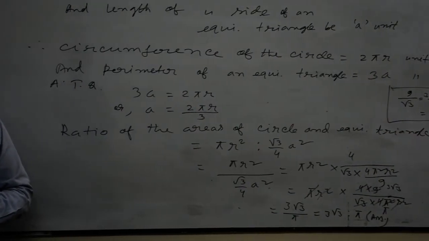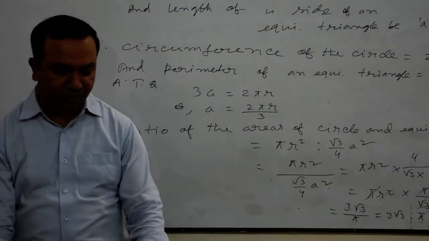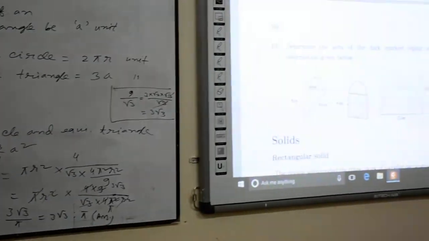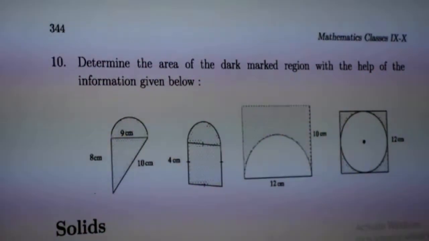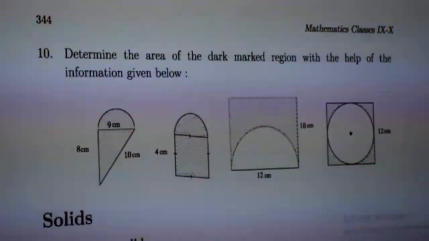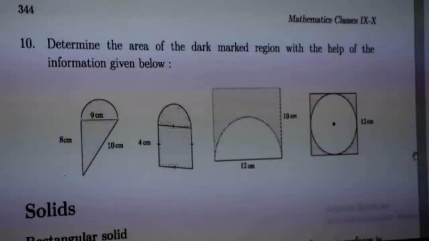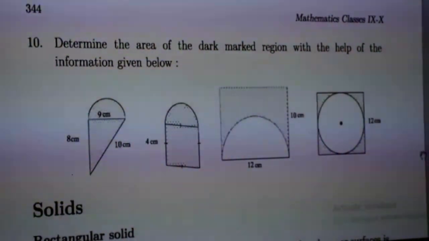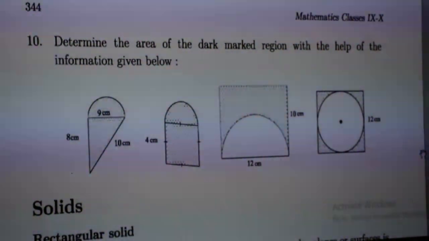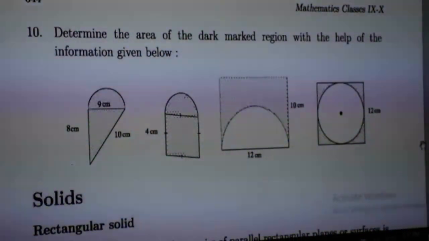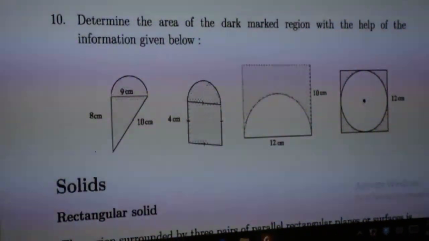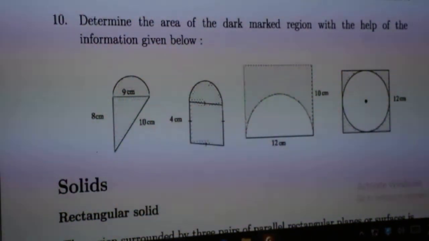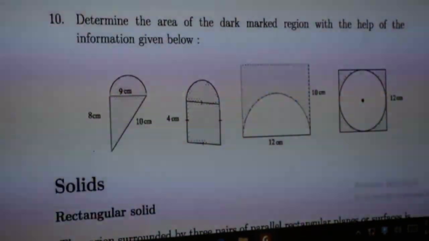Now I will solve the last problem taken from question number 10. I hope students you can understand my previous discussion or solution. So see the next question. In the next question, all things are given through the diagrams, and all the four diagrams are given in compound figure. The question is, determine the area of the dark marked region with the help of information given above.